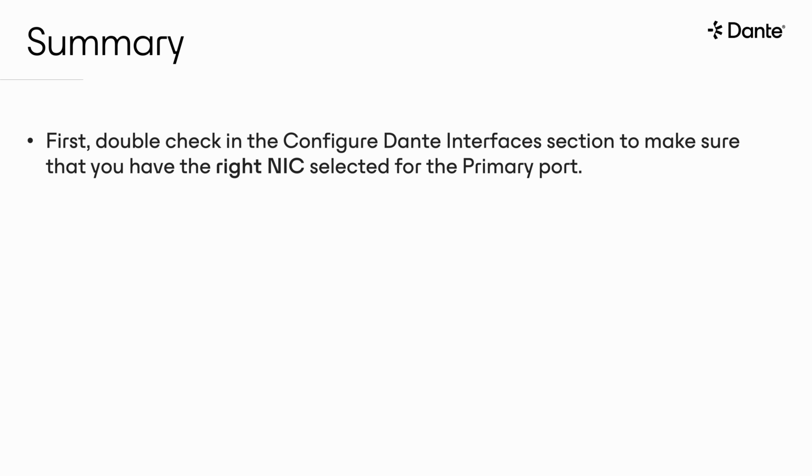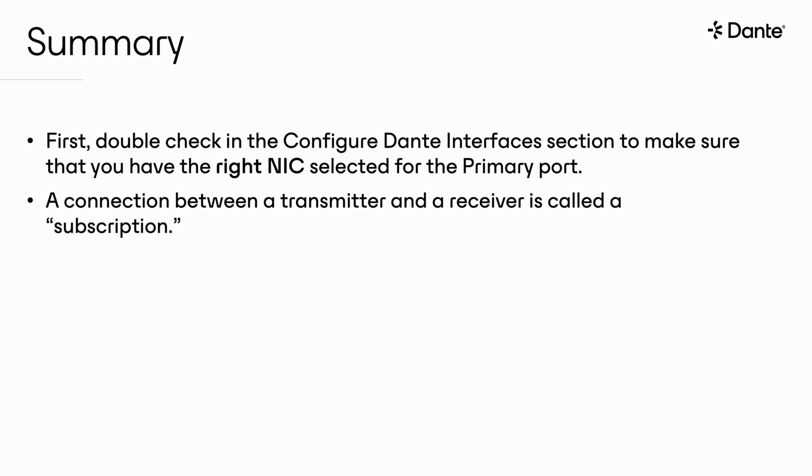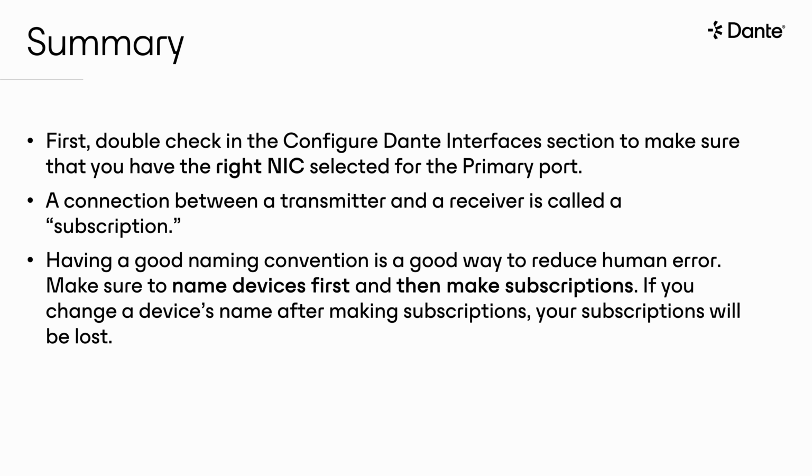Let's summarize this tour of Dante Controller. First, double-check in the Configure Dante Interfaces section to make sure that you have the right NIC selected for the primary port. A connection between a transmitter and a receiver is called a subscription. Having a naming convention is a good way to reduce human error. Make sure to name devices first and then make subscriptions. If you change a device's name after making subscriptions, your subscriptions will be lost.